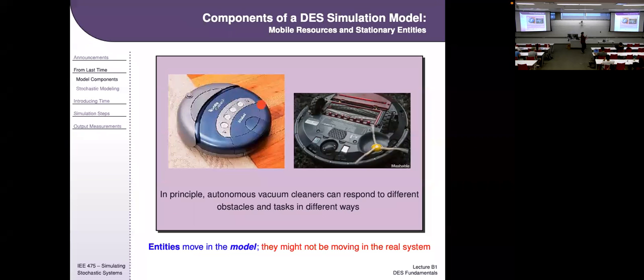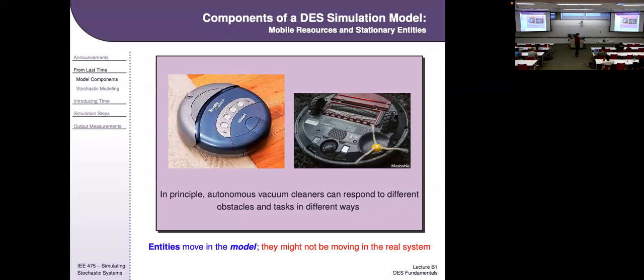Now, this robot is moving through the system. And so when I think about how I'm going to model how well this robot is working, I'm tempted to call this an entity because it's moving. But if you really think about it, even though the robot's moving, it's the thing that's always there in the system, whereas the things that are arriving and departing are the dirt that it's vacuuming and cleaning up.